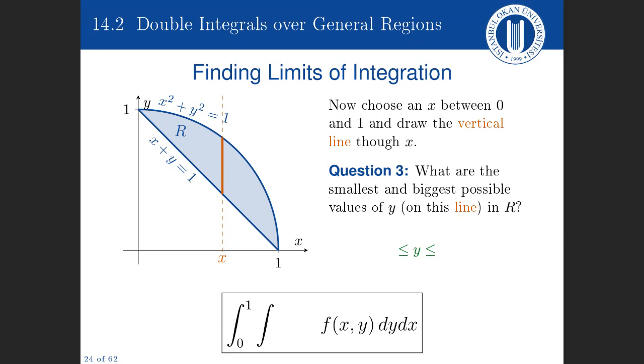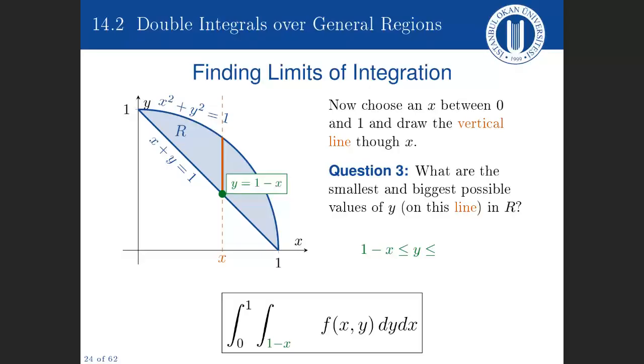Well, the smallest one is going to be down here. This one is going to be on the line x plus y equal to 1. So the smallest possible value is going to be y is equal to 1 minus x. What about the biggest one? The biggest possible value of y on this line is going to be at the top of the line, when we're on x squared plus y squared is equal to 1. So the biggest possible value of y is going to be square root of 1 minus x squared. And then we have our integral.